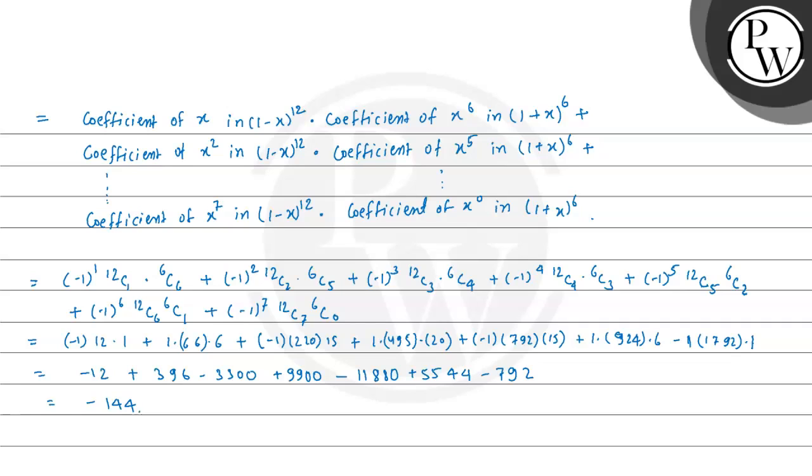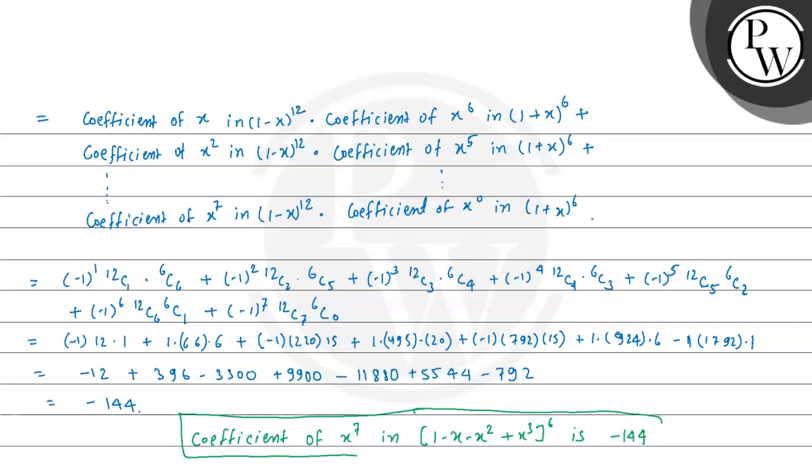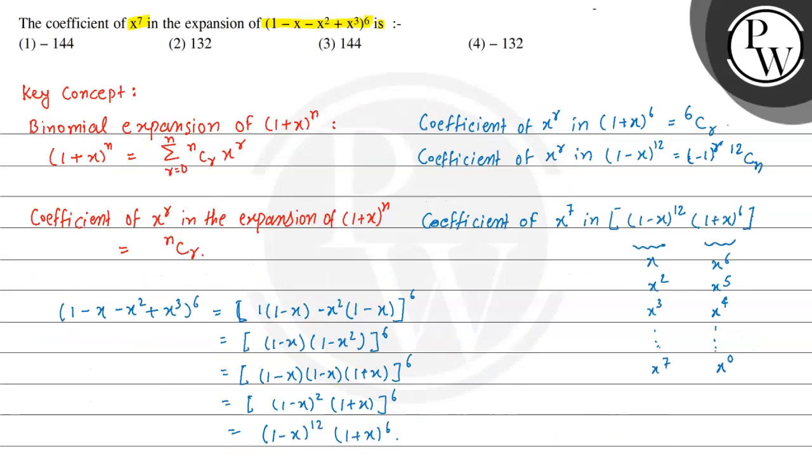So finally, the coefficient of x^7 in the expansion of (1 - x^2 + x^3)^6 is -144. This is our final answer to the given question. If we see the options given, option 1 is our correct choice, that is -144. I hope you understood the solution. Best of luck. Thank you.